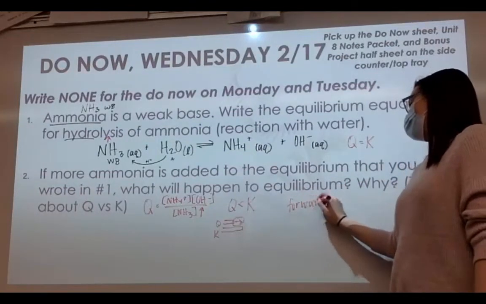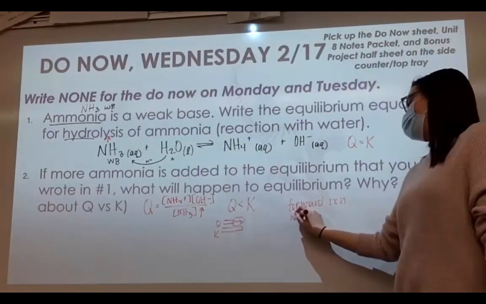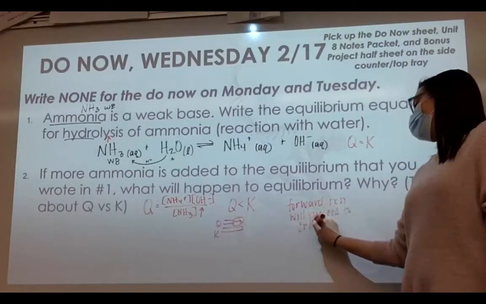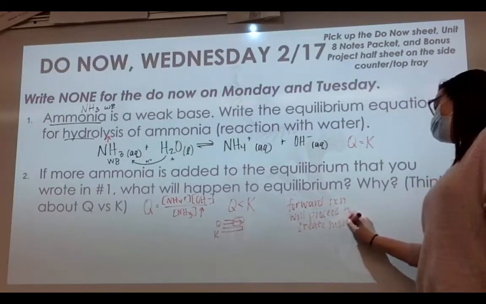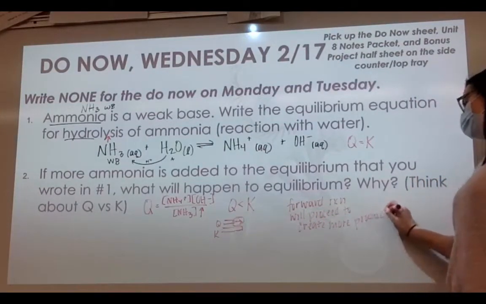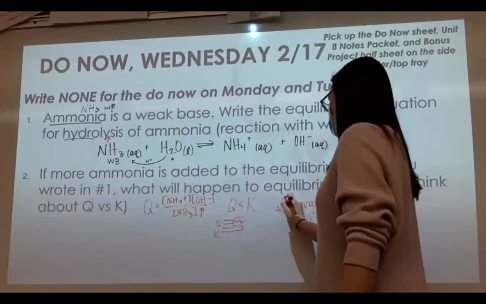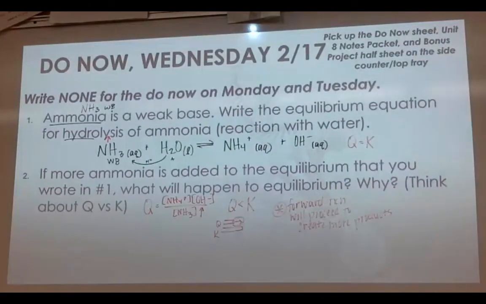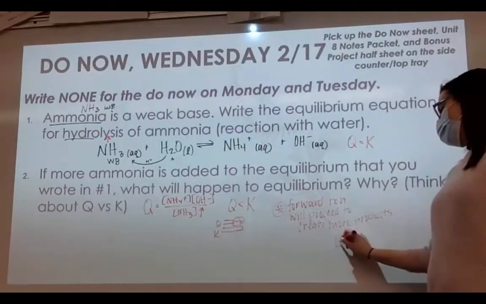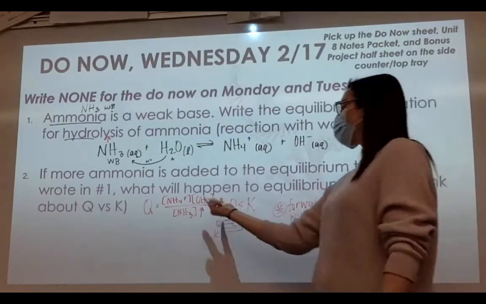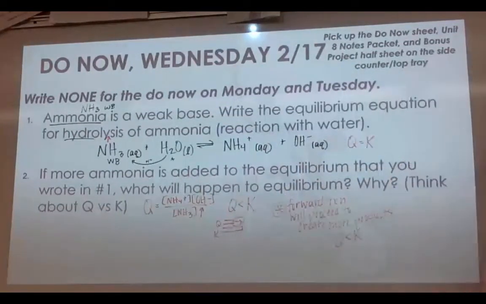So we'll say forward reaction will proceed to create more products. So again, our answer for number two is that the forward reaction will proceed to create more products. And the why is because Q is less than K. So to get Q back equal to K, we need more products. We need to increase what's in the numerator, and that means we'll use up the reactants in the denominator to get Q back equal to K.